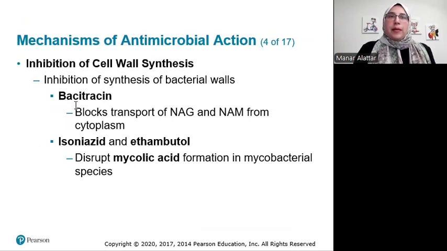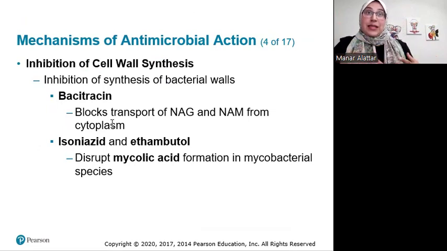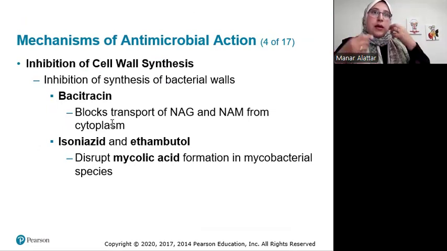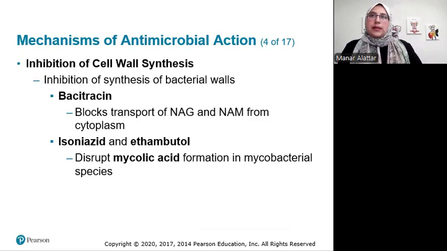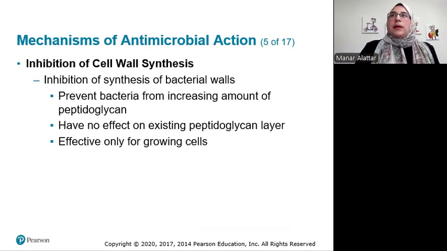Bacitracin is an example. Bacitracin actually inhibits the movement of NAG and NAM subunits even to the surface of the cell. And so that's an even earlier step in the formation of the cell wall that's inhibited. And in that way, the cell wall is never even made in the first place. And so that is another example of an antibiotic that inhibits cell wall synthesis. Okay.